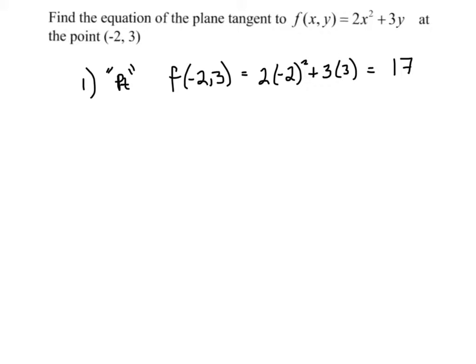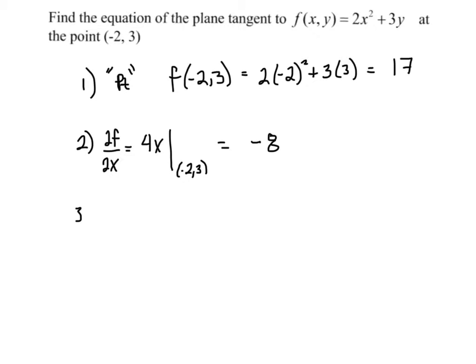Okay. Step 2, we need our partial derivative with respect to x. So we treat x as the variable and y then is a constant, so that just means our derivative is 4x. And now we evaluate that at the point -2, 3. Well, of course, there is no y, so just plugging -2 in, we get -8.